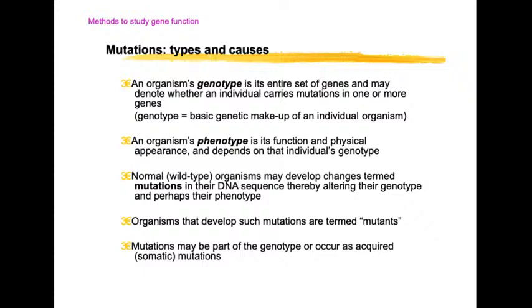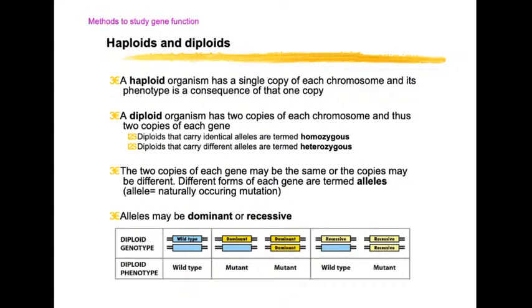So normally in the wild type, organisms may develop changes termed mutations in the DNA sequence, and the organisms that develop such mutations are termed mutants. So there is haploid and diploid. Haploid organisms have a single copy of each chromosome, and the phenotype is a consequence of that one copy. And diploid has two copies of each chromosome, thus two copies of each gene. So we can see that alleles may be dominant or recessive.